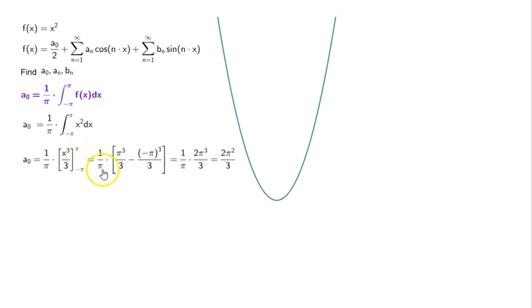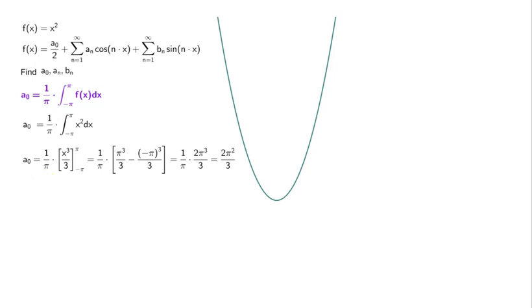which is equal to 1 by pi times pi cube. So we substitute x with pi. So pi cube by 3 minus. Now we have to substitute minus pi. So minus pi cube by 3, which is equal to this. Minus minus cancel out because minus pi cube is minus pi cube. We end up with 1 by pi times 2 pi cube by 3. Pi and pi can get cancelled. So we are left with 2 pi square by 3.